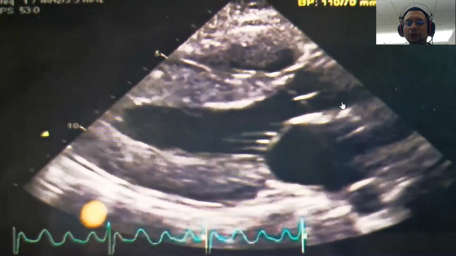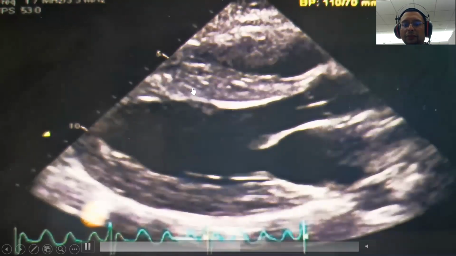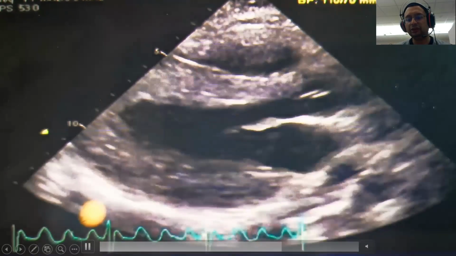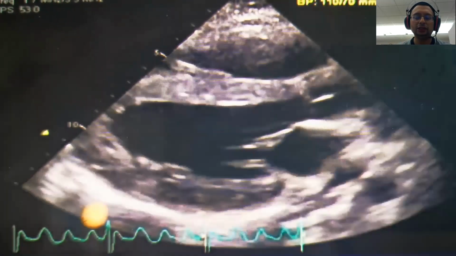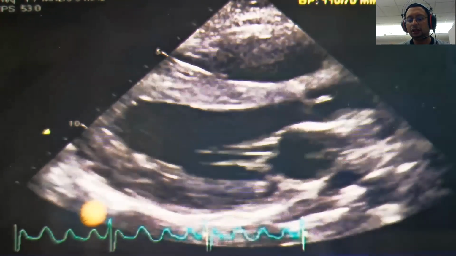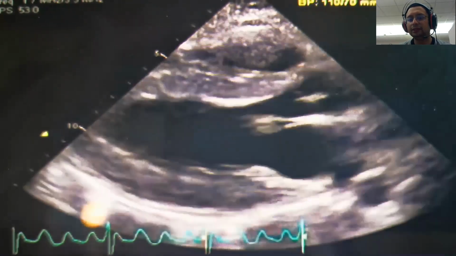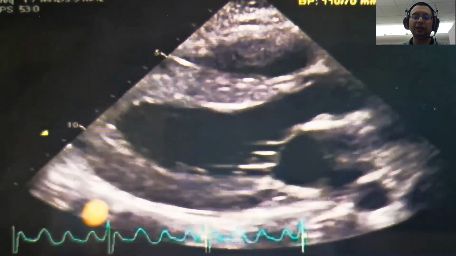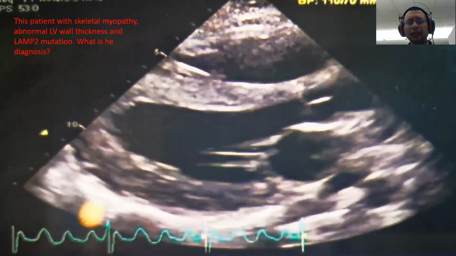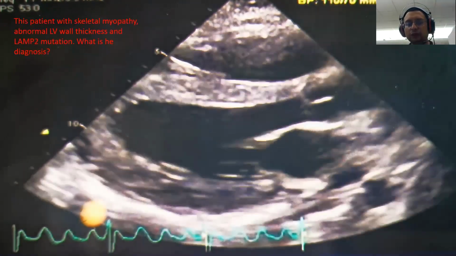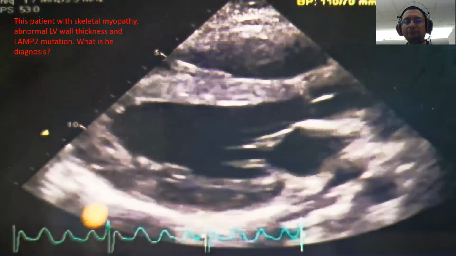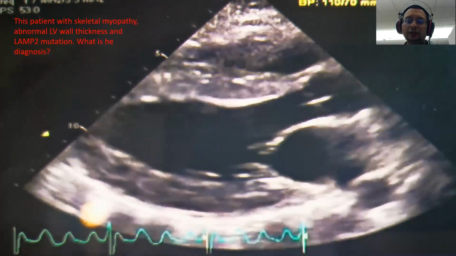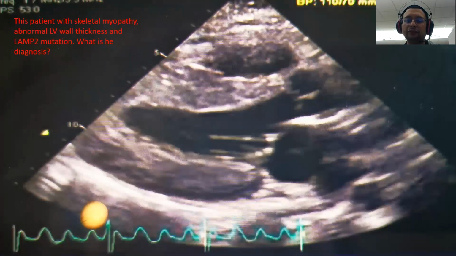I won't give you a quiz because this is actually just an example. So this patient has a concentric left ventricular hypertrophy. You know the differential diagnosis of left ventricular hypertrophy is hypertension, aortic stenosis, hypertrophic cardiomyopathy, cardiac amyloidosis, Anderson Fabry disease. What I wanted to show you are the other rarer causes of left ventricular hypertrophy. This is a patient who has skeletal myopathy, concentric left ventricular hypertrophy, and a LAMP2 mutation. So what is the diagnosis? Anyone want to try? Nothing to do with the echo, just other differential analysis of left ventricular hypertrophy.